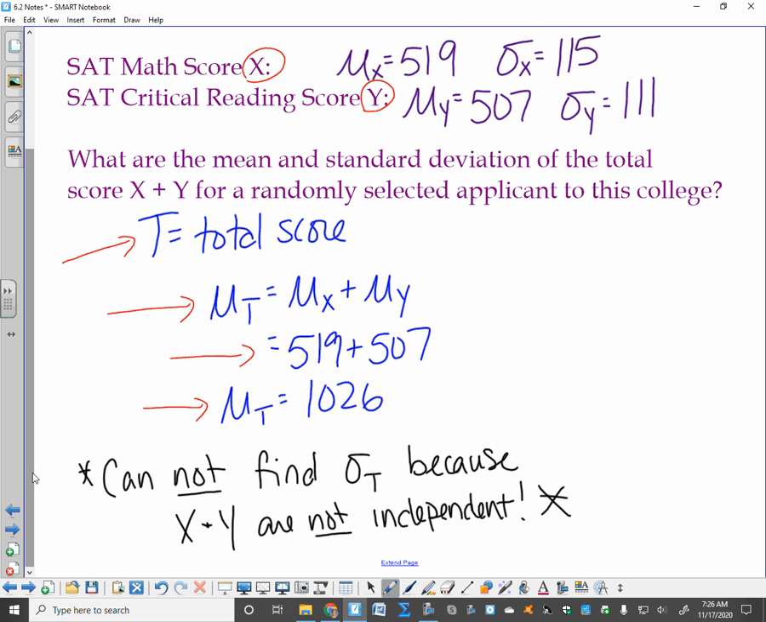They didn't allude to that at all. They didn't say, make sure you can find it. They just threw it out there and said, hey, go find me the mean and the standard deviation. You have to remember that you cannot find a combined standard deviation if they are not independent. So that's a little spot where it can be tricky.